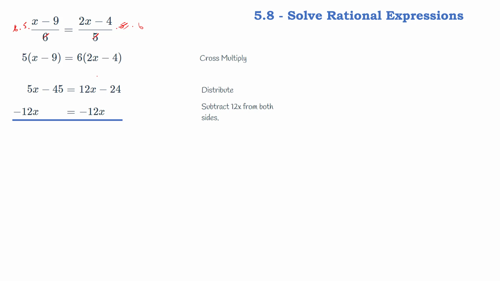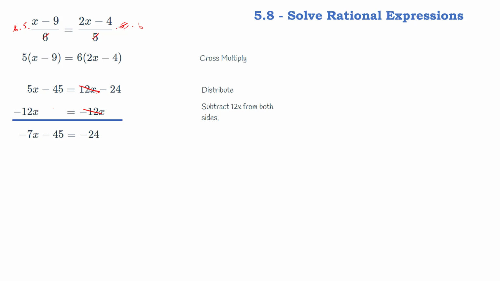The next thing, as you see here, we're going to subtract 12x from both sides, in which case, on the right, that makes these go away. And so we're left with 5x minus 12x, which should give us a negative 7x, minus 45 minus 24.